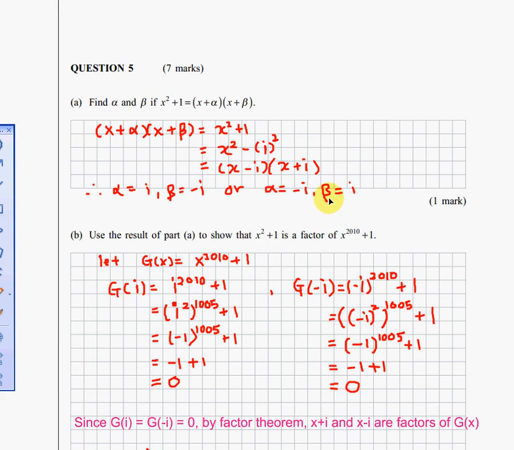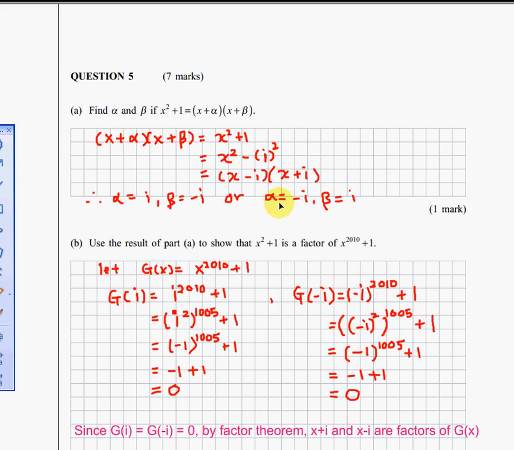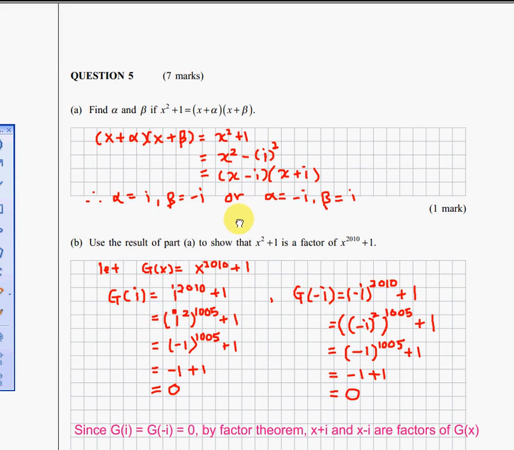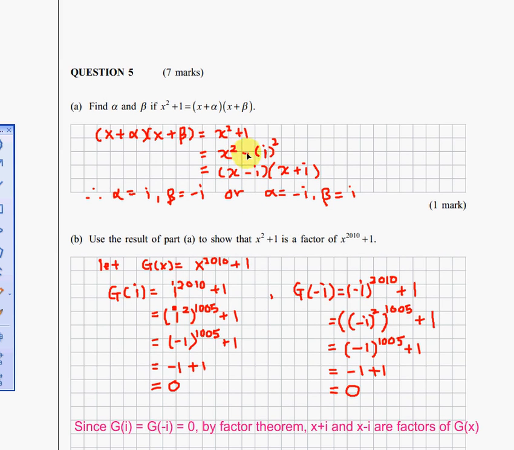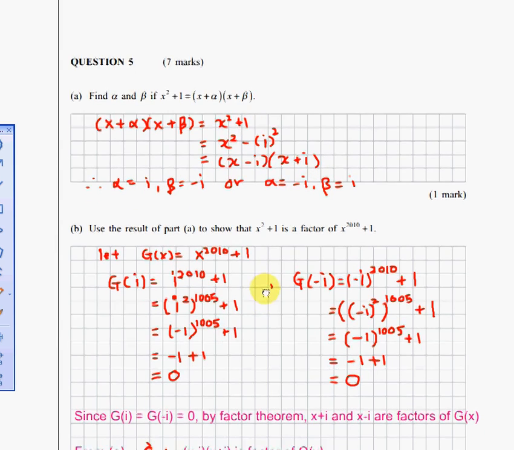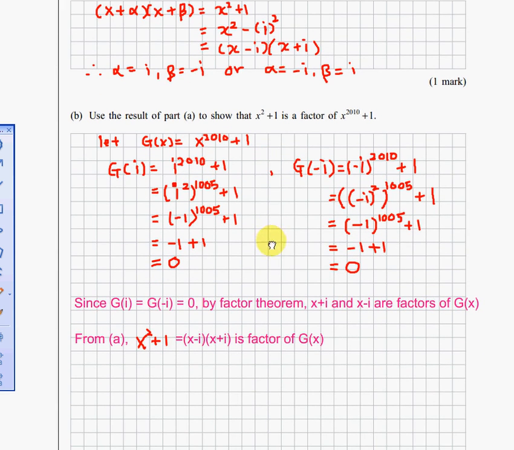This question 5 can be a bit tricky, so as long as you know your factor theorem well, you should be okay. And in this part A, there are many ways for you to go about finding alpha, beta. I opted for this by factorizing this x squared plus 1, and I would get this or this, because we're not sure which is which. And then how do we use part A to show this particular statement?